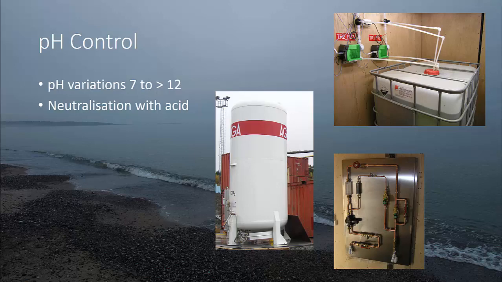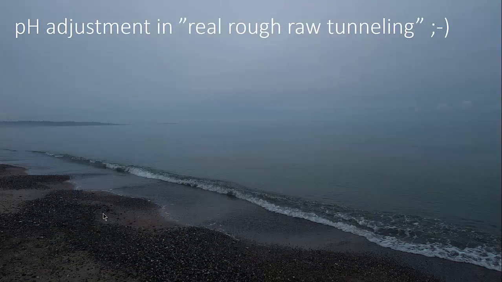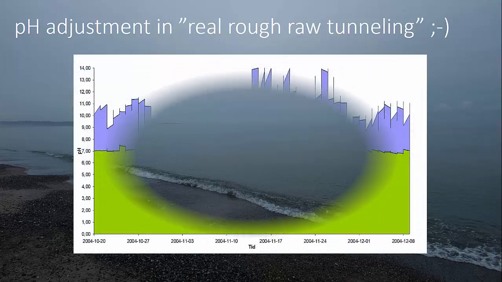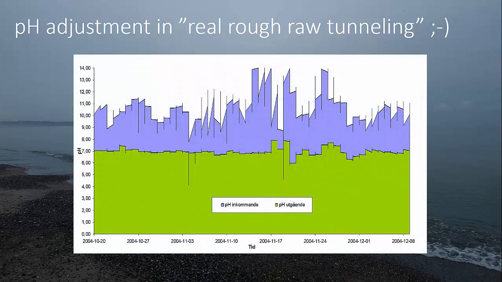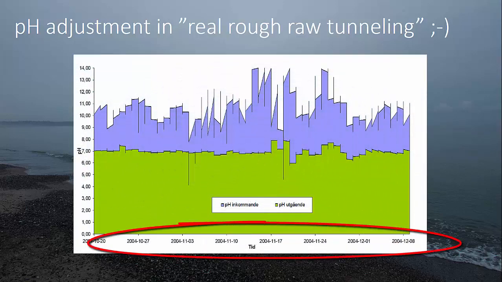So, how do pH variations show up in raw tunneling water? I try to make it a little more exciting by having a nice headline. But let's be serious, let's look at the graph. Here you have on the x-axis the date. And as you can see, it's some years ago, but believe me, it won't change. Acid, concrete, processed water, this is how it looks.